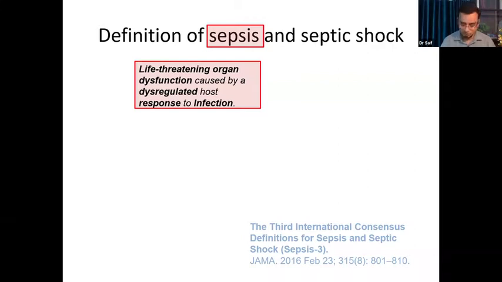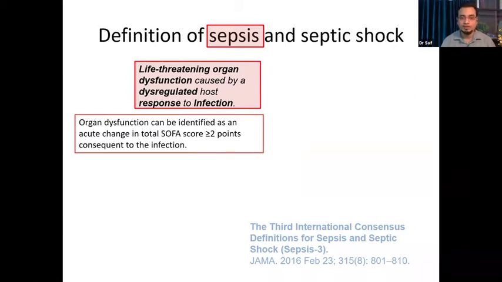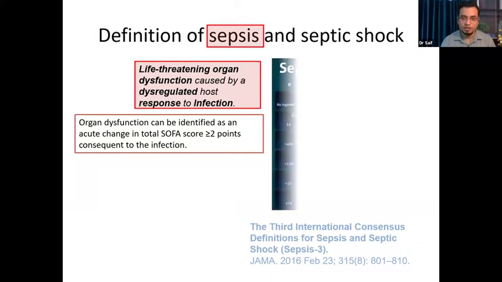So three criteria should be there to define sepsis. One is that life-threatening organ dysfunction should be present, which should be because of a dysregulated host response to an infection. That is the third thing. So how can we define or score organ dysfunction? Organ dysfunction may be just a subjective thing, but basically it is based on a score that is known as the SOFA score, the sequential organ failure assessment score.